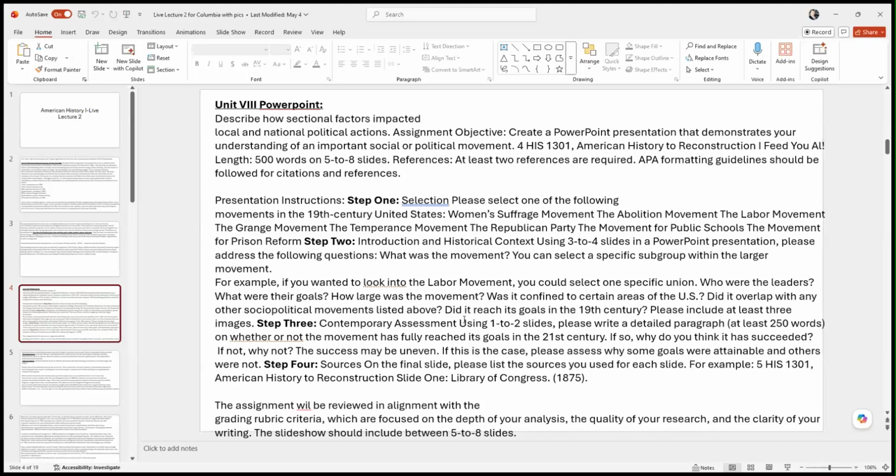Then use the next couple slides to do a contemporary assessment and write a paragraph of about 250 words discussing whether or not the movement reached its goals in the 21st century. And if they did, how come? What did they do that made it happen for them? And if they didn't, why didn't they, do you think?